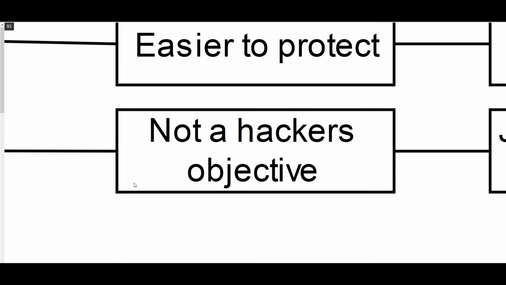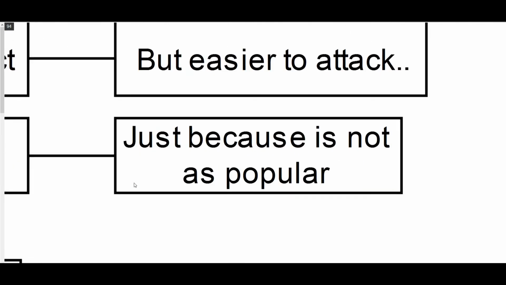Now let's talk about the third argument. It's not a hacker's objective. Free open software is usually not a focus of hackers, and this fact grants it stability over commercial software. Well, the only reason this is true is because free open software is not as popular as some commercial software. But studies have shown if free open software becomes popular, it will be targeted by hackers.